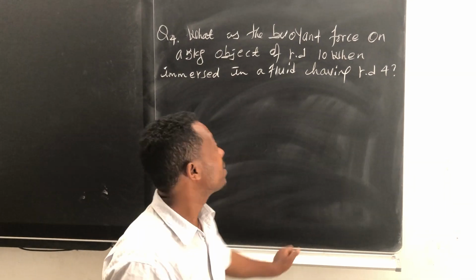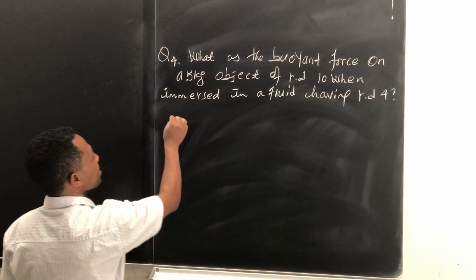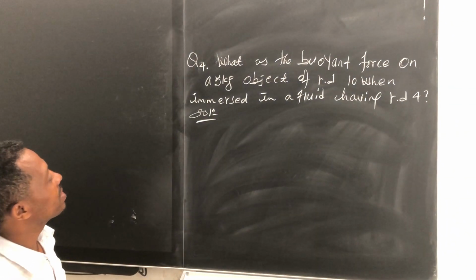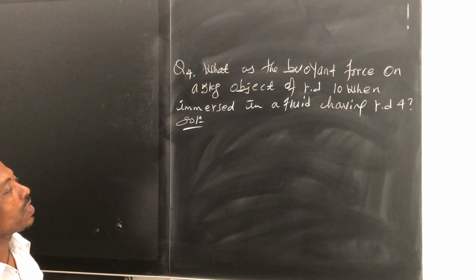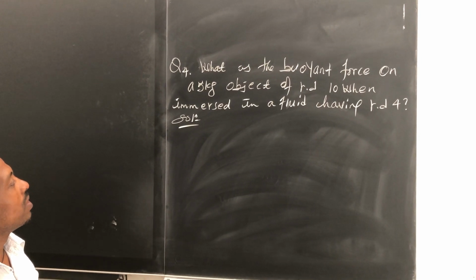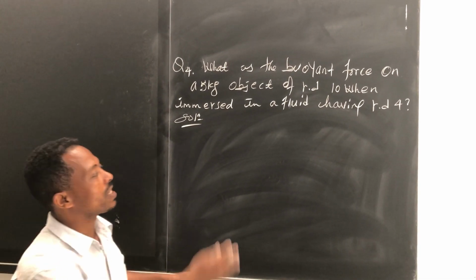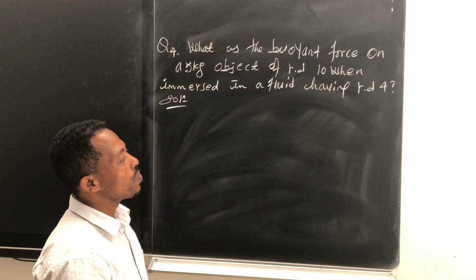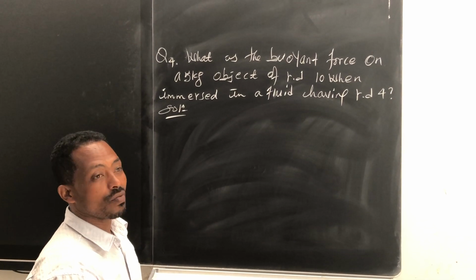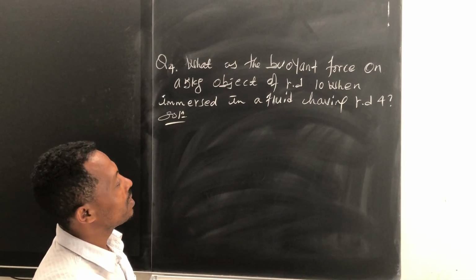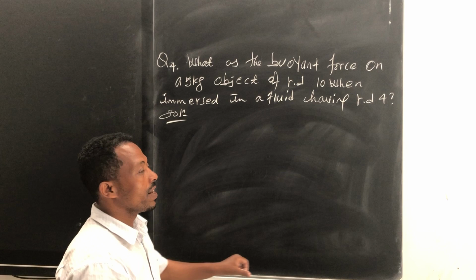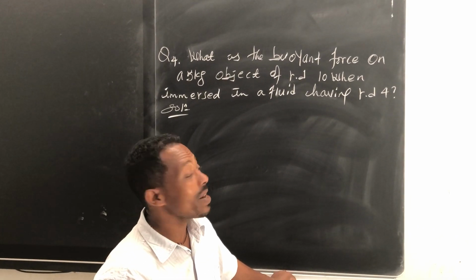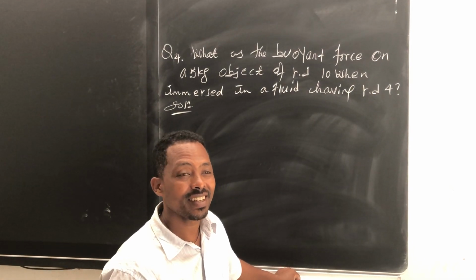That's good. What does it say? It says, what is the buoyant force on the 5 kilogram object of relative density 10 when immersed in a fluid having a relative density 4? Very good. What is the meaning of relative density?